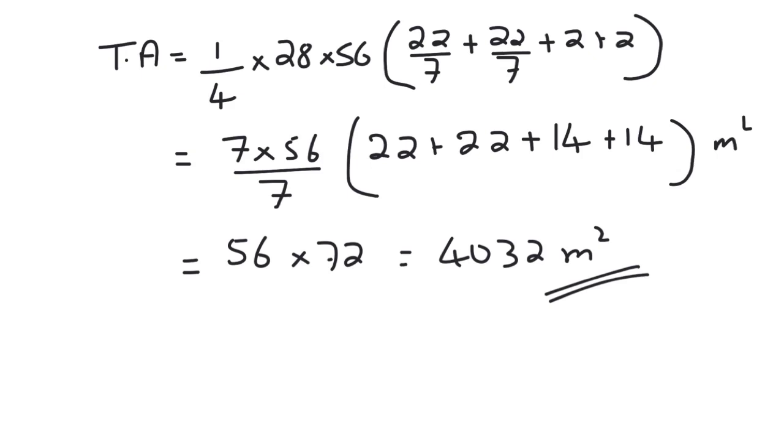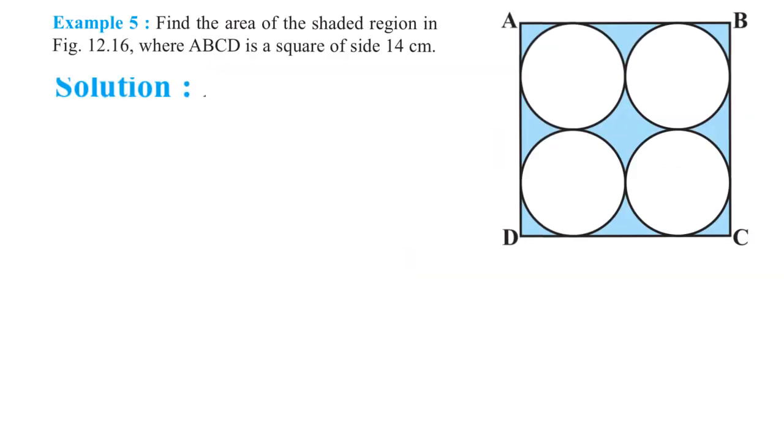Let us try another problem. Find the area of the shaded region in the figure, where ABCD is a square of side 14 centimeters. So what is the idea of finding the area of the shaded region? We can first find the area of the entire square, then find the area of all the 4 circles. The area of the square minus the area of the 4 circles gives us the area of the shaded region. That is the idea of the problem.